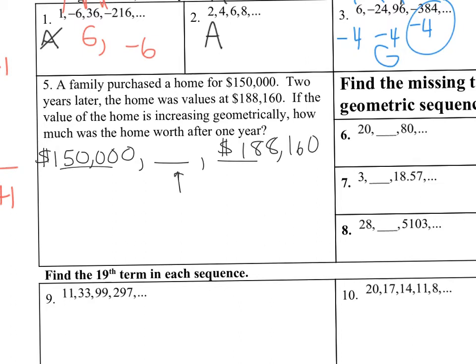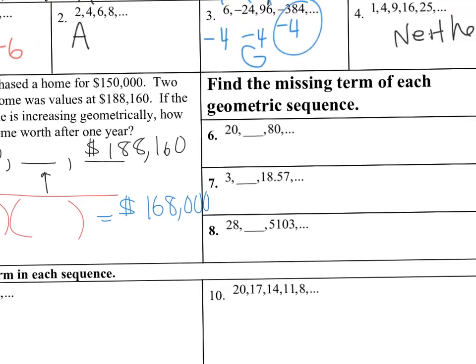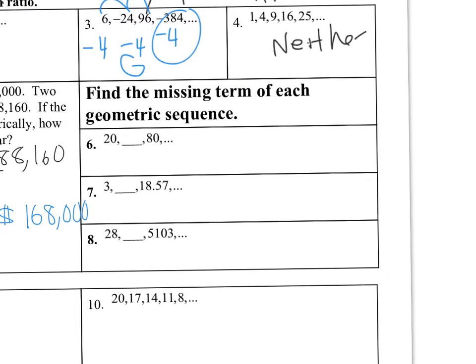So what you're going to do is multiply these two numbers and take the square root. When I did that on my calculator, I got exactly 168,000. So after the first year, it's worth $168,000. So I'm going to do the same for each of these because you're finding the middle term. So this is the square root of 20 times 80, so this is the square root of 1600, which is 40.